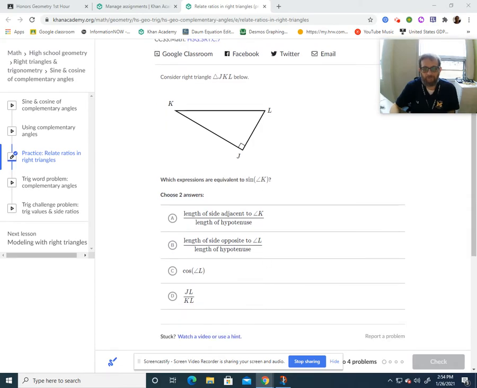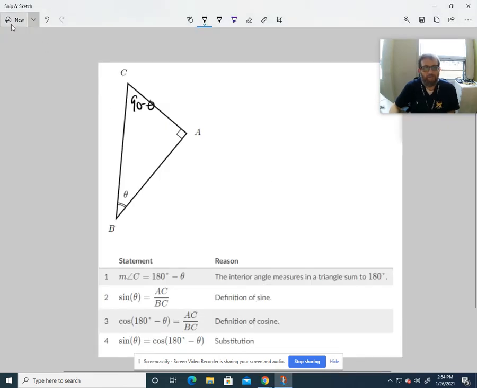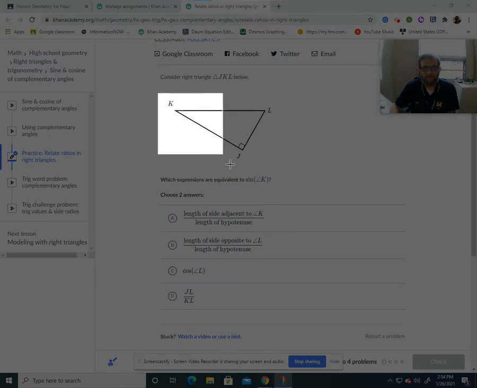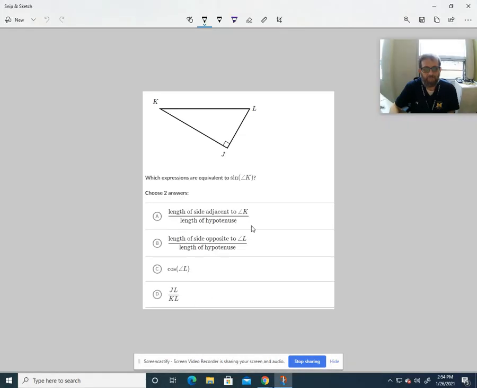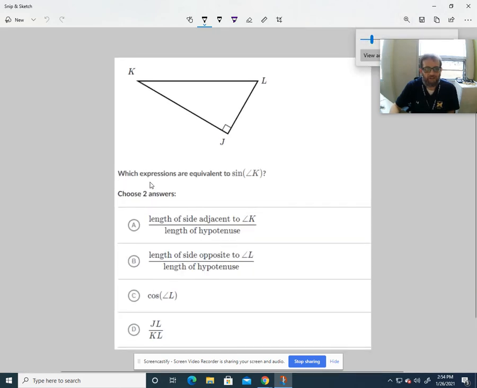So this is relate ratios and right triangles. We're going to do question number one. I'm going to make a quick copy of it here so that we can try to figure out our answer. It says, which expressions are equivalent to the sine of angle K? Choose two answers. So K is up here.